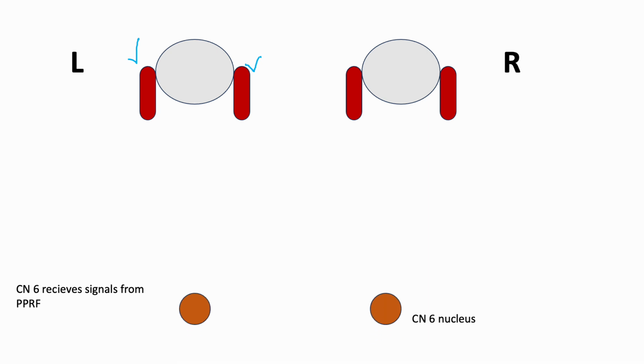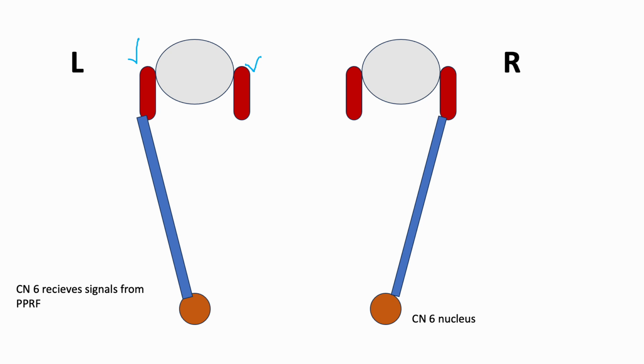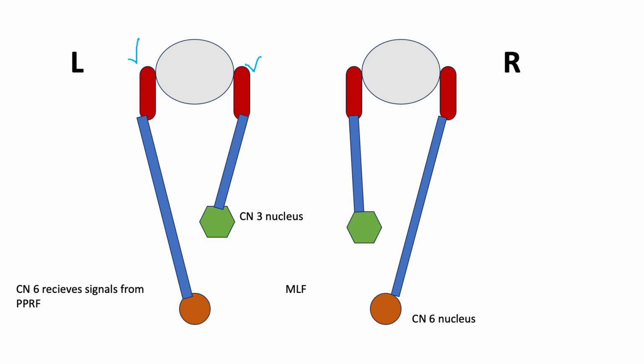Now, let's say these two dots here are cranial nerve 6. We already know what cranial nerve 6 supplies. It's the lateral rectus that it supplies. So here it will supply the lateral rectus and cause the eye to abduct. Now, cranial nerve 6 receives signals from the PPRF to do the conjugate eye movements, which we'll discuss in a minute. And then we have these two hexagons here. They represent the cranial nerve 3, and they will supply the medial rectus. Remember, the medial rectus is supplied by the cranial nerve 3.